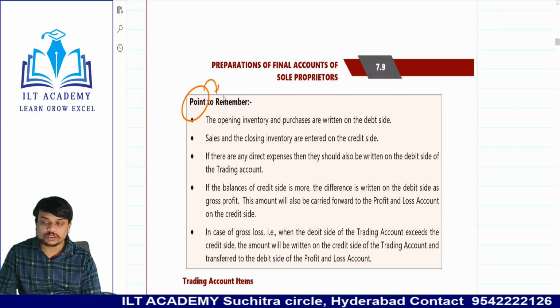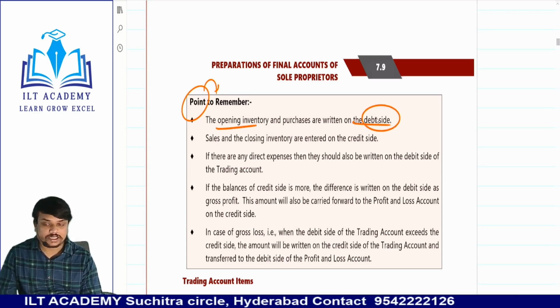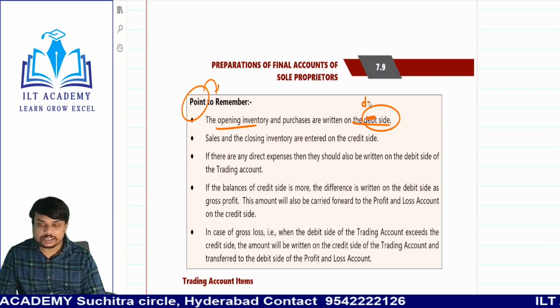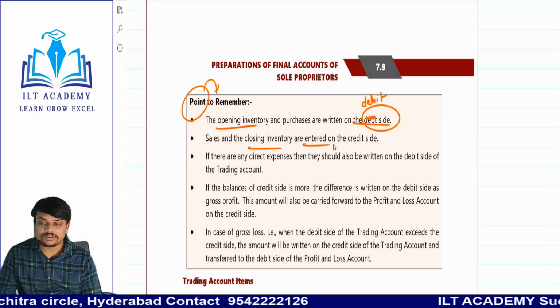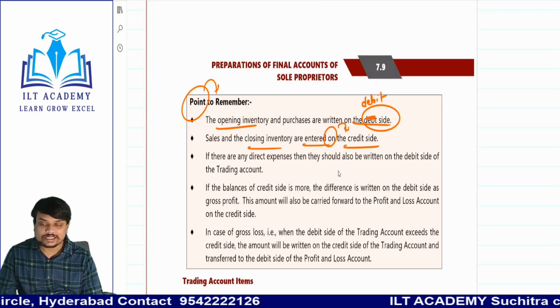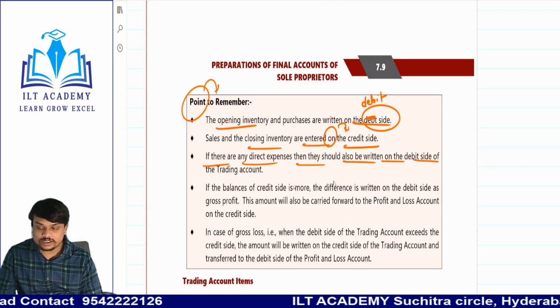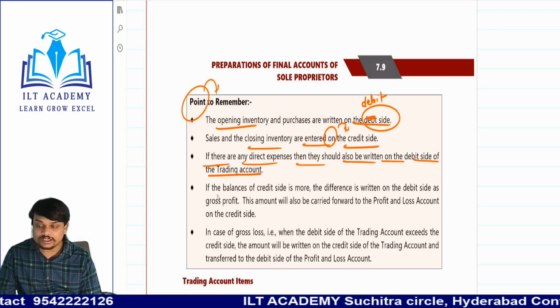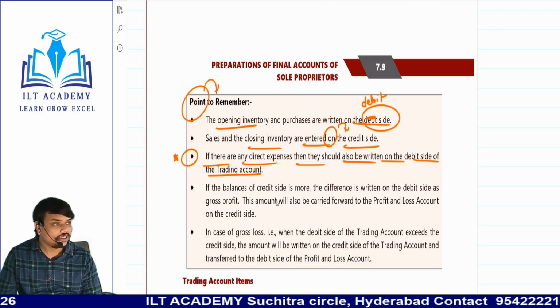Now these are the points to remember. Opening inventory is recorded on what side? Debit side. This is not debt side, it is debit side. And sales and closing inventory are entered on the credit side. If there are any direct expenses, they should also be written on the debit side of the trading account.